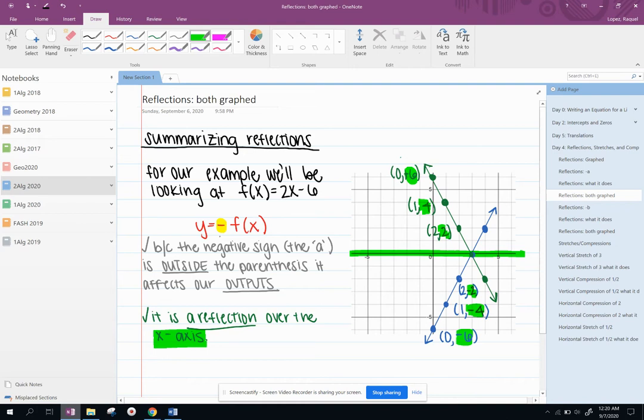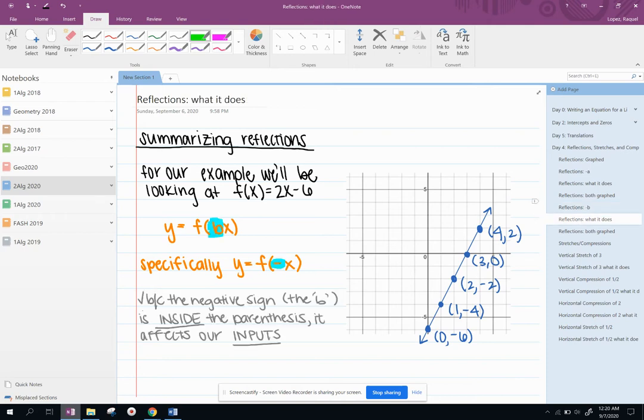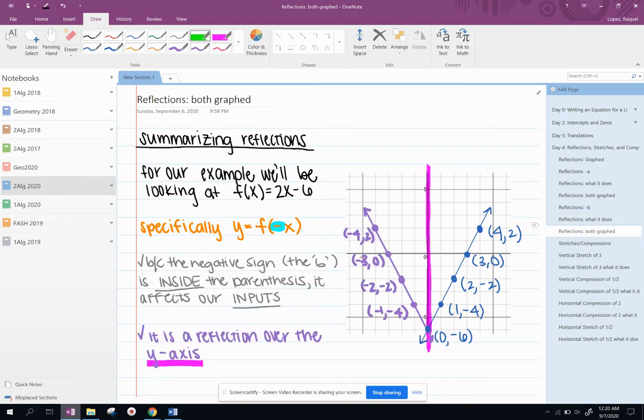Okay. Now let's take a look and see what happens when we put a b inside of our parentheses. So we're going to look at the reflection y equals f of b times x. So specifically, y equals f of negative x. So let's see what that does. Okay, so because the negative sign, the b this time, is inside our parentheses, it's going to affect our inputs. And so because it affects our inputs, this ends up being a reflection over the y-axis.